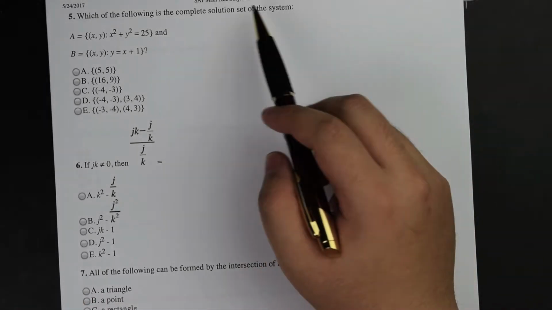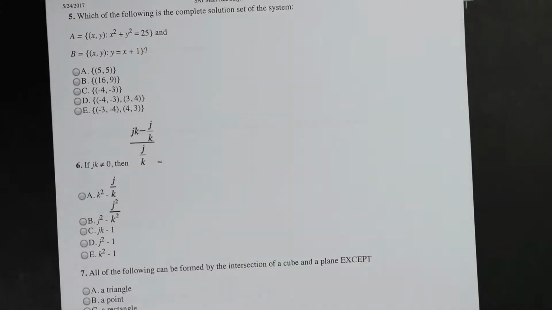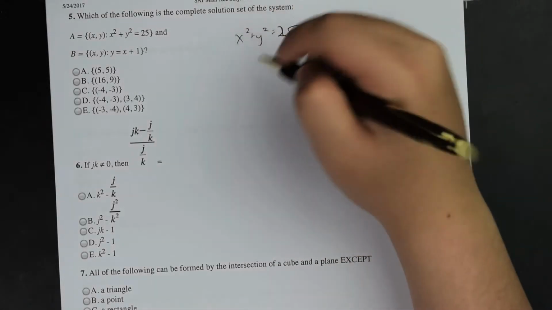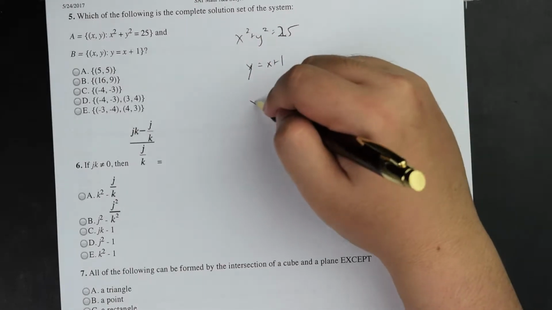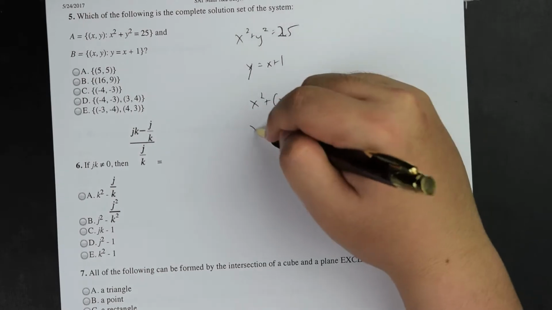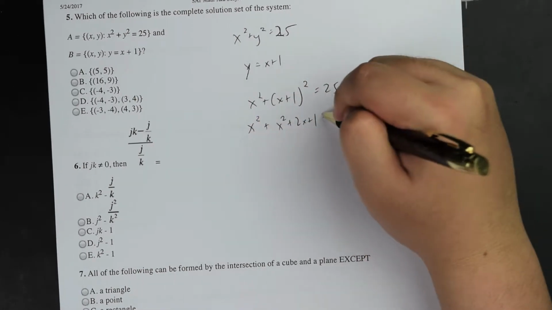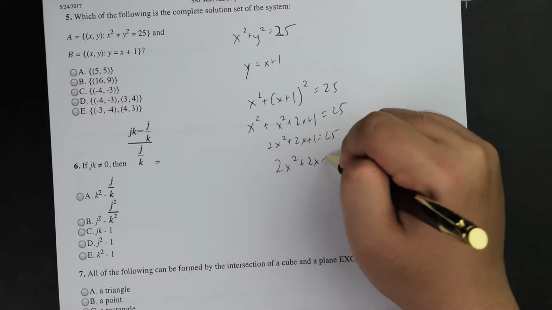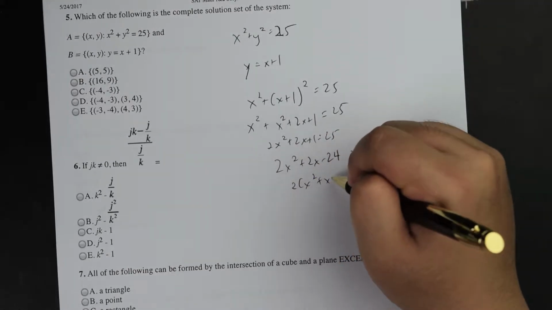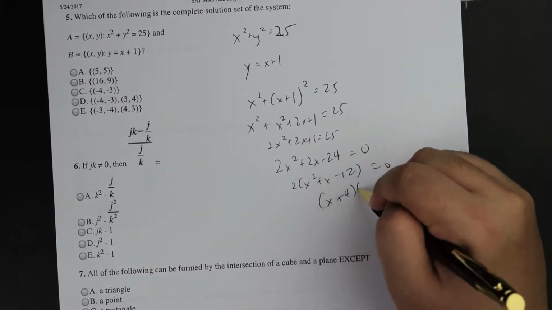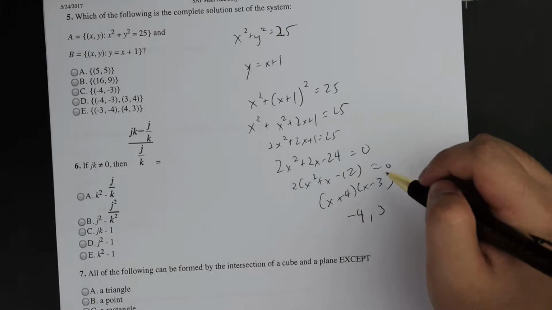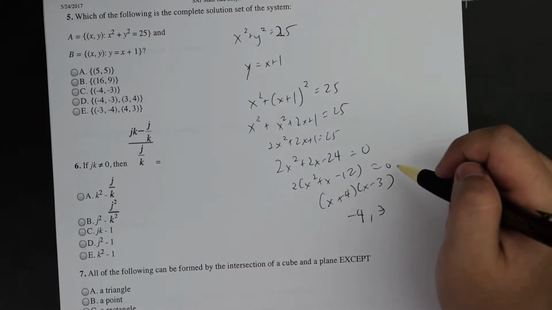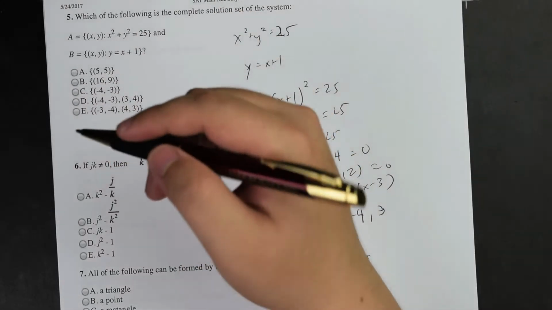So number 5. Which of the following is a complete solution for the set? Okay. Interesting. Okay, I gotta do this. Nice, 25. Interesting. So what would be the possible values for x? -4 and 3. So for number 5, my final answer is D.